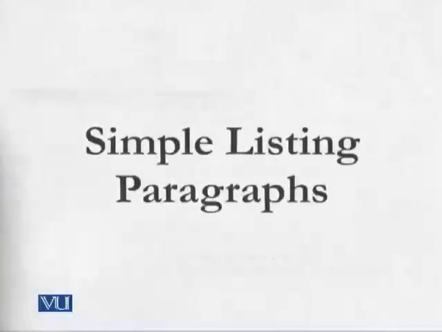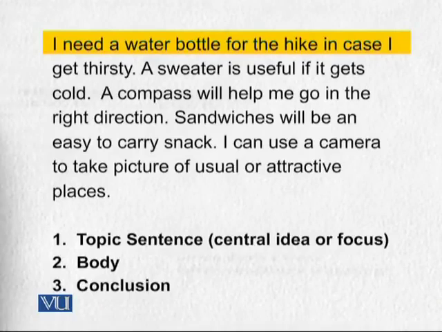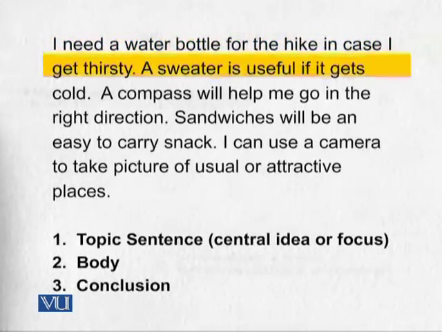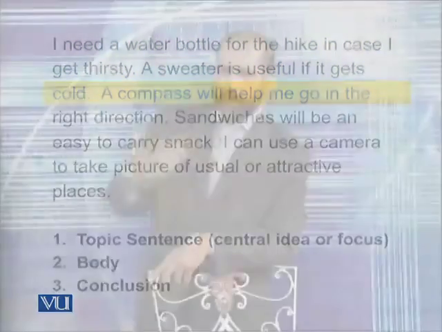You can take a look. Now, the same 5 sentences, you can see, are now in one group. They are no more as 1, 2, 3, 4, and 5 items. Now, they are in one group, following each other. I mean, if I read it for you fast, I need a water bottle for the hike in case I get thirsty. A sweater is useful if it gets cold, and onwards. So this is how I have given it to you.